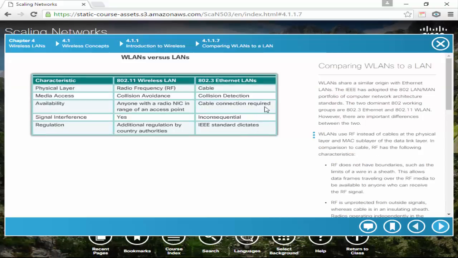Comparing wireless LANs to a LAN. Well, shocker here, guys. You don't use wires. Alright, so that's the first thing. What does it use? RF, radio frequency, versus a cable connection. The media access, CSMA. For Ethernet, we know it's collision detection. That back off algorithm that says, hey, after a collision, we're going to send a random timer out to get everybody working again and hopefully don't have another collision. What does wireless use? Collision avoidance, CA.